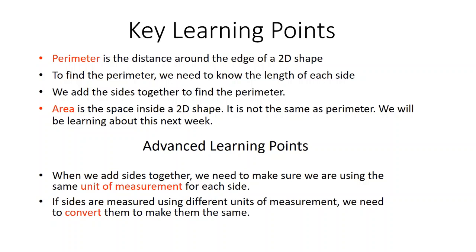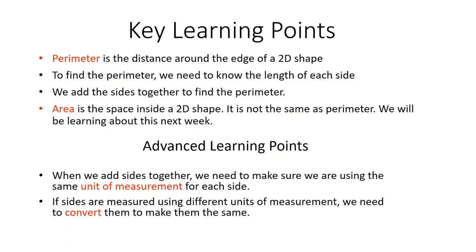A couple of advanced learning points. When we add sides together, we need to make sure we're using the same unit of measurement for each side. If we're not, we need to convert to make it the same. So if we have a shape where some sides are in metres and some sides are in centimetres, we may have to convert it to make sure we can find the perimeter.